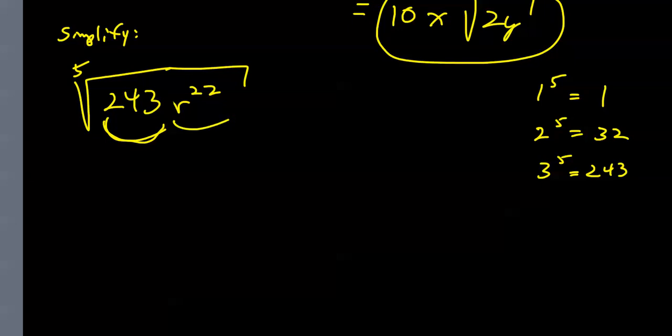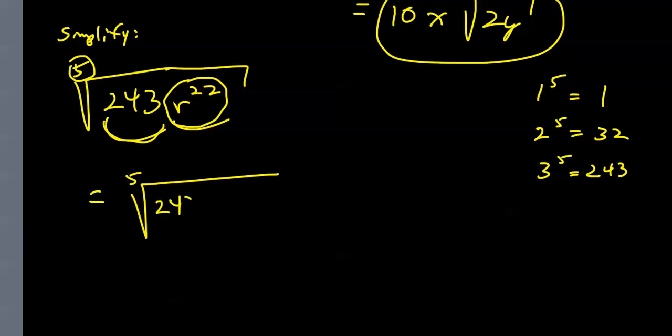What's going to stay inside? Well, again, you can take out as many powers of r here that are multiples of your index. Well, 20 is the highest multiple of 5 less than 22. So 20 factors of r, 20 powers of r can come out from under the root sign. Let me rewrite this. 243, all of that's coming out. 20 factors of r can come out, and that means 2 factors of r got to stay inside.